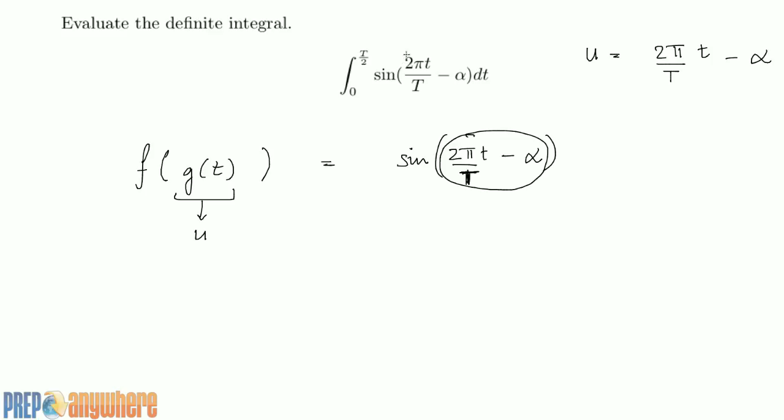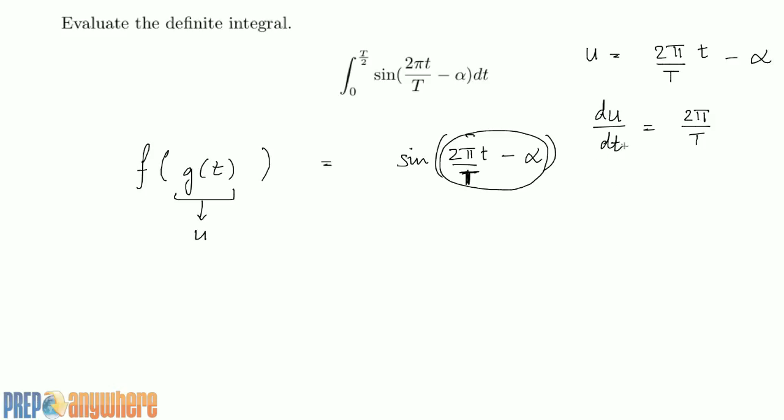Okay, now this function is going to be taken care of by the substitution, which means all we have to get rid of is dt. Okay, no problem. How do we do that? Same way as usual. du divided by dt is equal to, the alpha is a constant and it goes away. All we're left with is 2 pi divided by capital T.